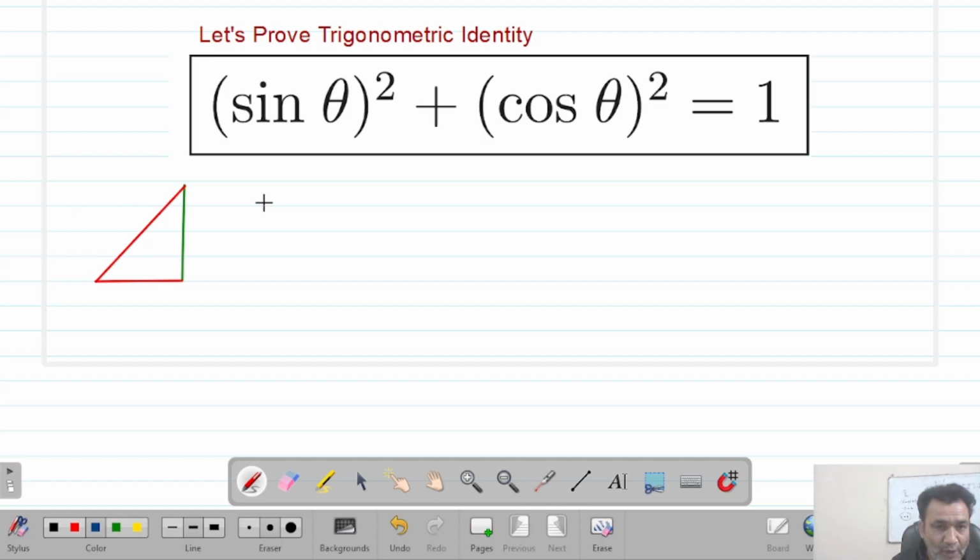In today's video, I want to prove trigonometric identities. Let's prove the first identity, that is sin square theta plus cos square theta is equal to 1.